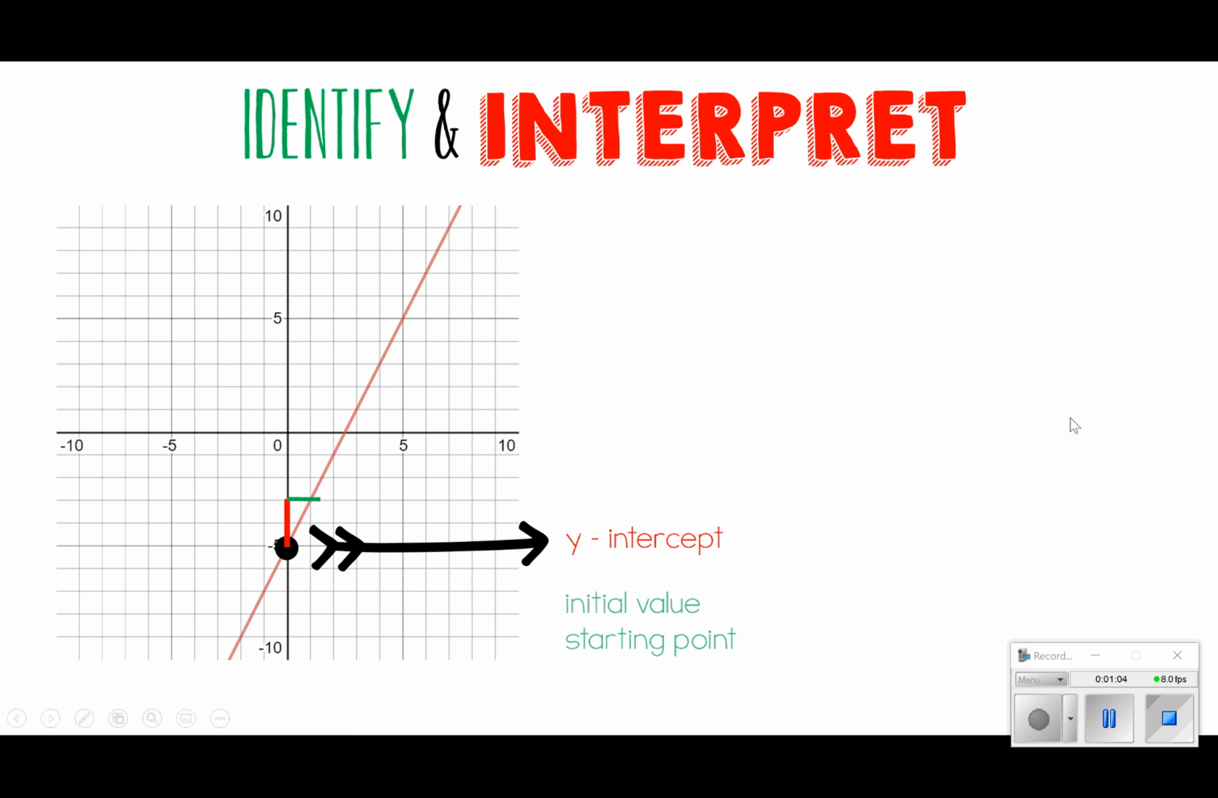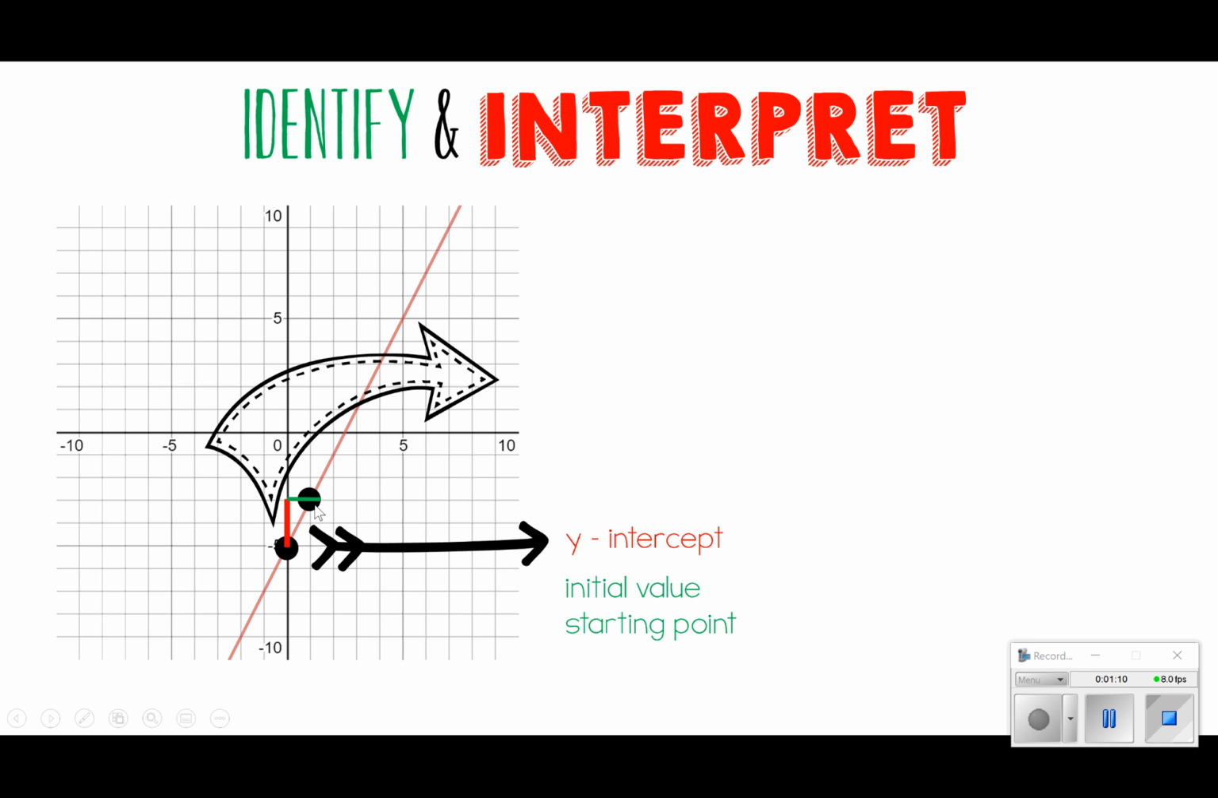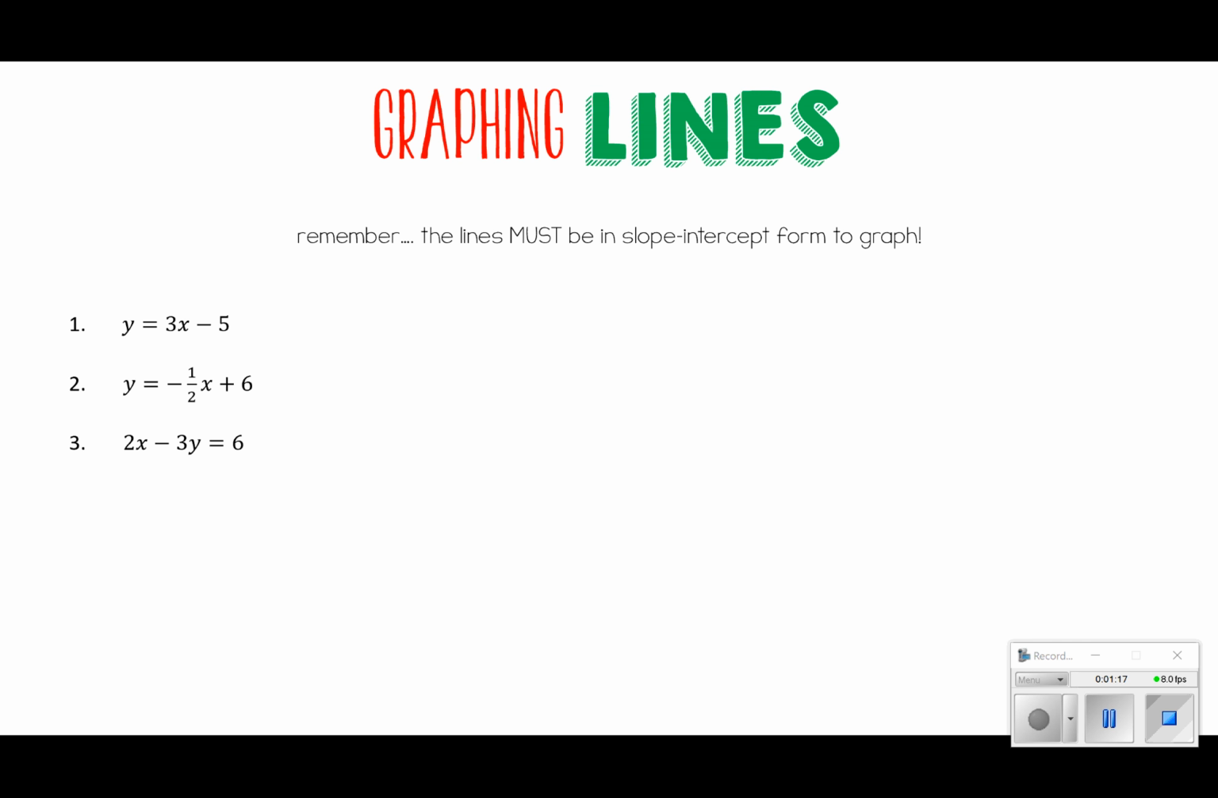So there's your y-intercept, which is also called your initial value or starting point. There's another point on my graph. Remember, rise over run, that is my slope. That is telling you how fast or slow the rate is increasing or decreasing. To graph lines, they must be in slope-intercept form.